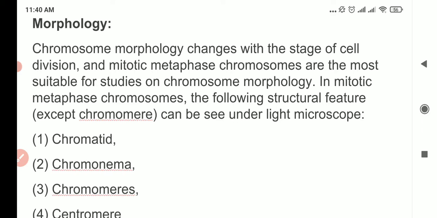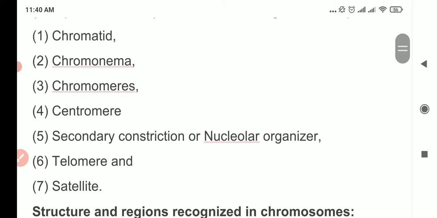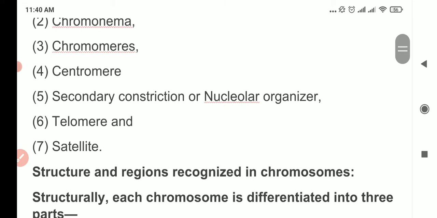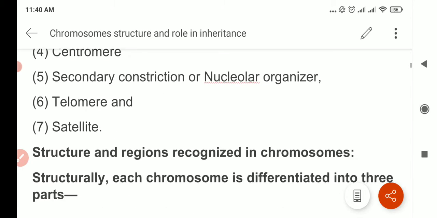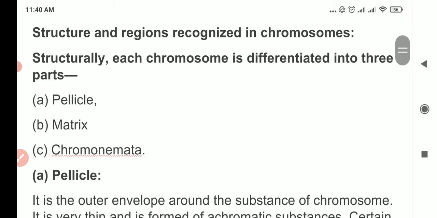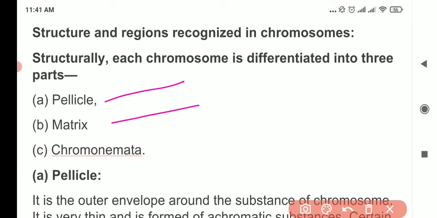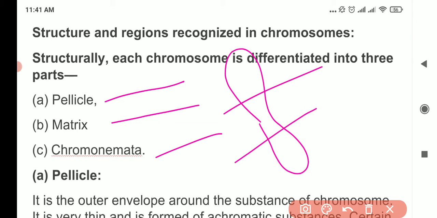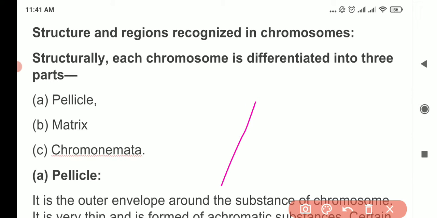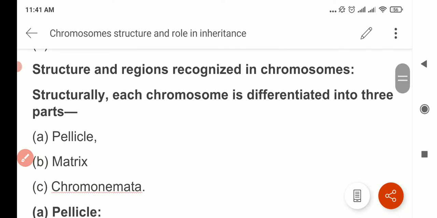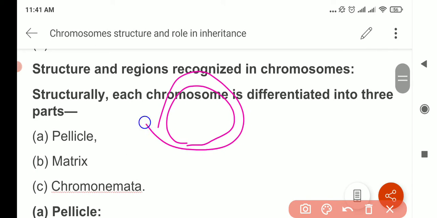When you look under the microscope, you can see the chromatid, the chromonema, chromomere, centromere, secondary constriction, telomere, and the satellites. So let's look at them in detail. If you look at the structure, we can divide the chromosome into three parts: the pellicle, the matrix, and the chromonemata. So let us look at what those are. First, we have the outermost covering. Just like a plant cell has a cell wall and cell membrane, even the chromosome has some sort of a covering.